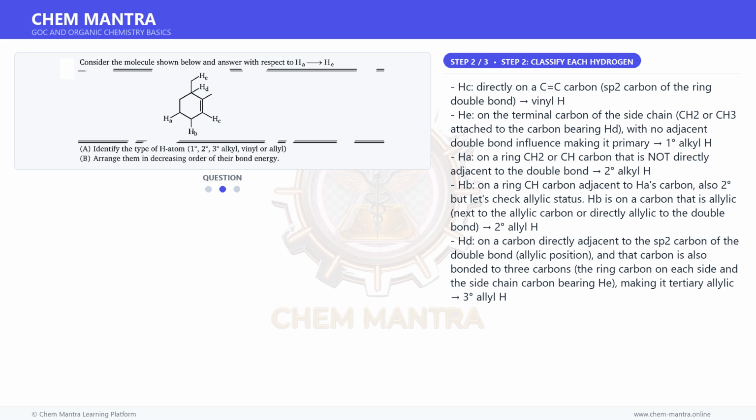HB is on a carbon that is allylic, next to the allylic carbon or directly allylic to the double bond, a 2 degree allyl H. HD, on a carbon directly adjacent to the sp2 carbon of the double bond, is at the allylic position, and that carbon is also bonded to 3 carbons, the ring carbon on each side and the side chain carbon bearing HE, making it a tertiary allylic 3 degree allyl H.